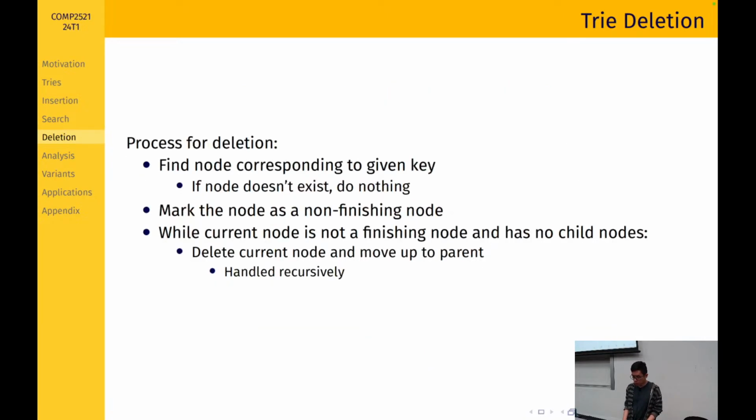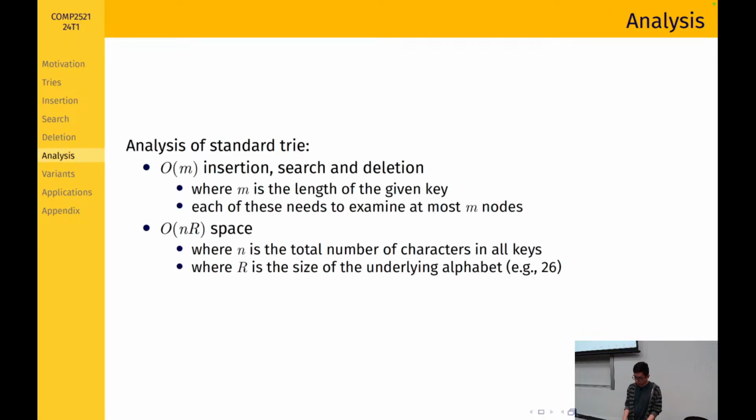Okay, so that is deletion. And what is the time complexity of all of these operations, insertion, search, and deletion? Well, these are O(M), where M is the length of the given key. That's because whenever we insert, search, or delete for a key, we're just traversing down M nodes in the trie, where M is the length of the key.